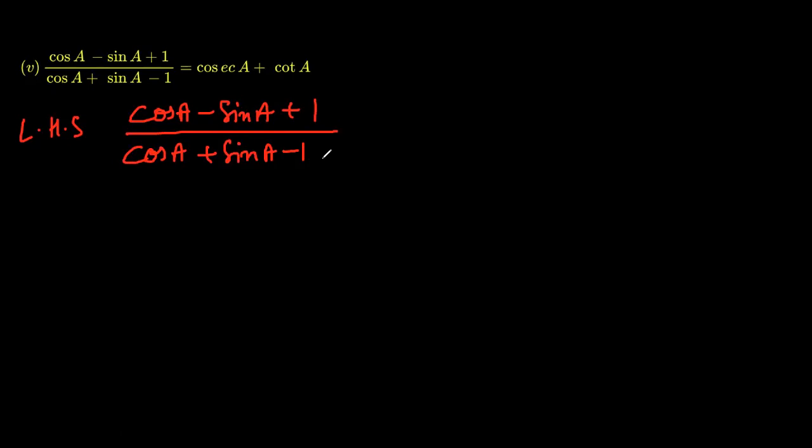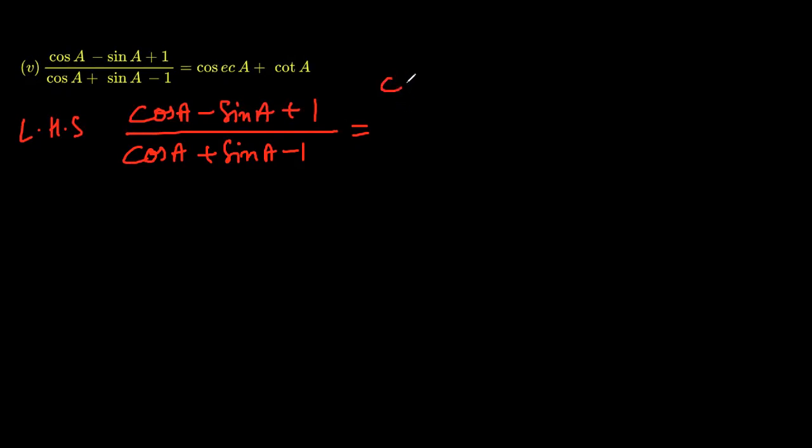So I encourage you to write while you are watching. It's all about writing, yes? So you must write also to understand it better. Well, we will divide numerator and denominator by sine theta to get in terms of cosec and cot, because cosec is 1 over sine and cot is cos over sine. So that's why we are dividing numerator and denominator by sine theta.